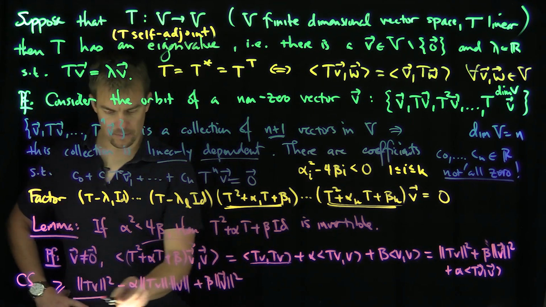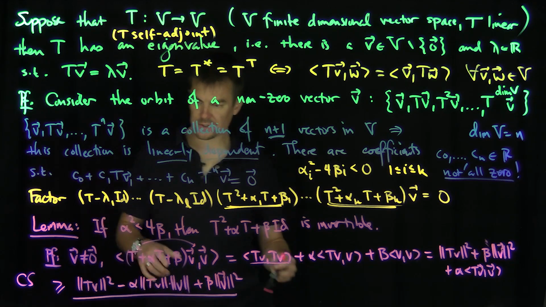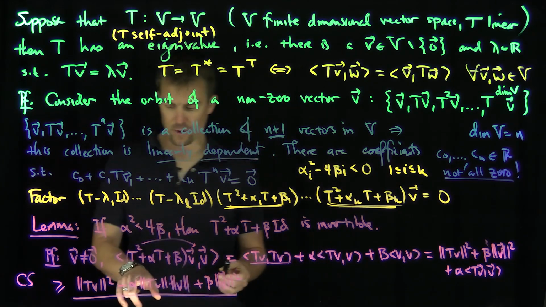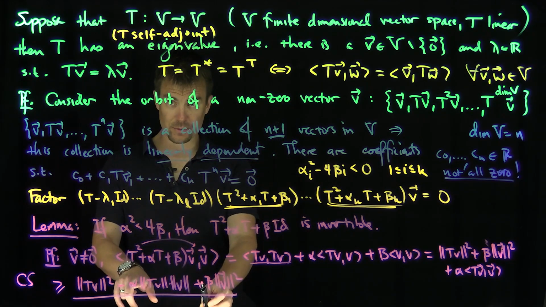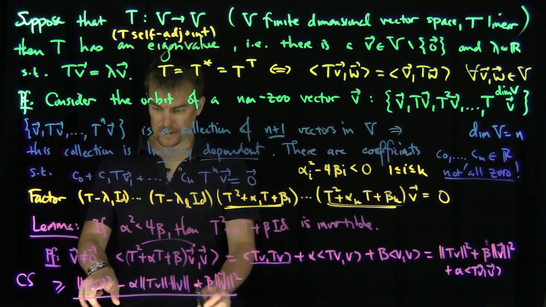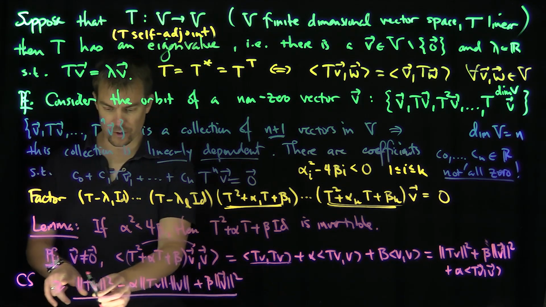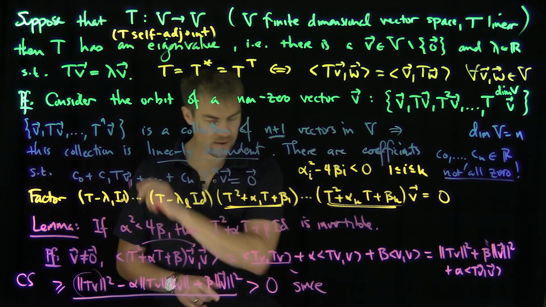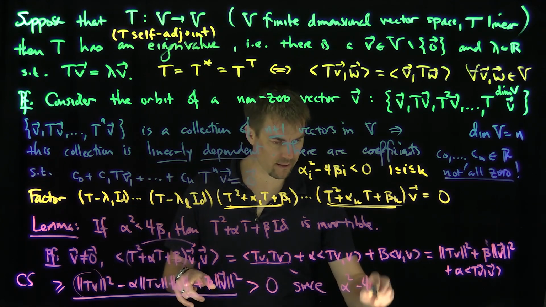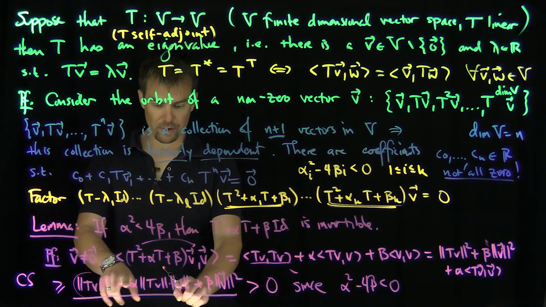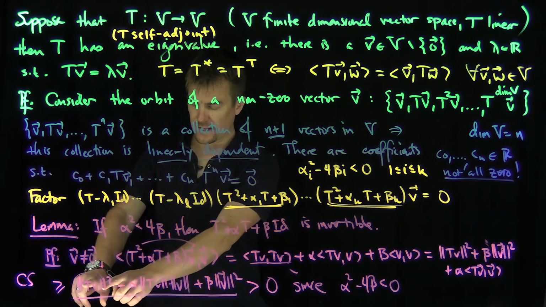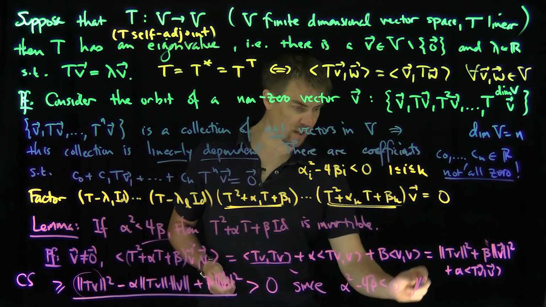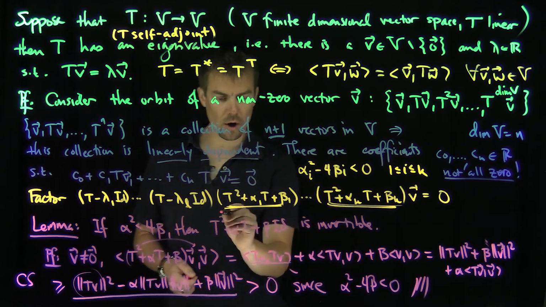And now what can I say about this thing over here? This is a quadratic expression in the expressions norm of Tv and norm of v. Since alpha squared minus 4 beta, the discriminant of this expression, is less than 0, right, I can complete the square over here and show that this is always strictly greater than 0. So there's a quadratic form in Tv that's greater than 0, due to this restriction on alpha squared minus 4 beta. That proves our lemma, by the fact that this is positive definite over here, and so all of these terms are invertible.